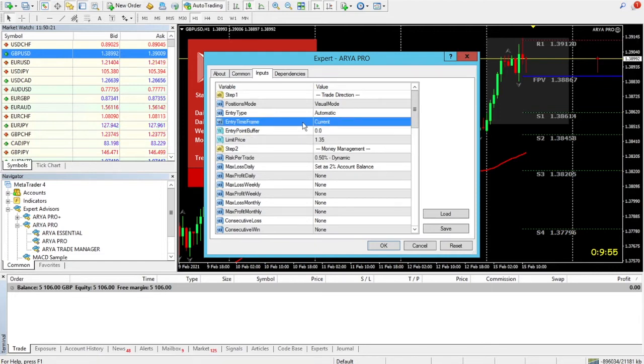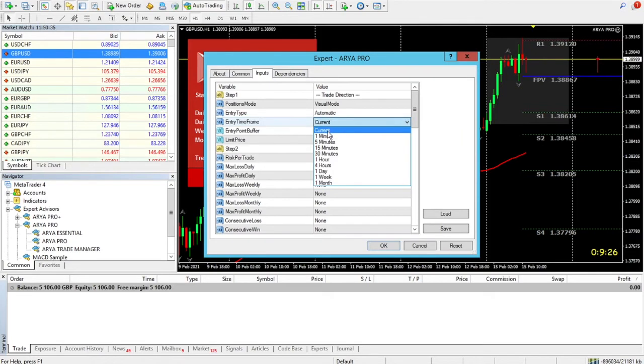Next we come on to the entry time frame. This parameter allows you to enter a position on a different unit of time to the one that you are actually viewing. You can choose from current all the way up to 1 month, or MN. These here correspond to these here. For example, you can ask ARYA to monitor candles and enter into a position on M15 while I'm actually viewing H1. Or you can select current and ARYA will work on the unit of time that you are viewing.